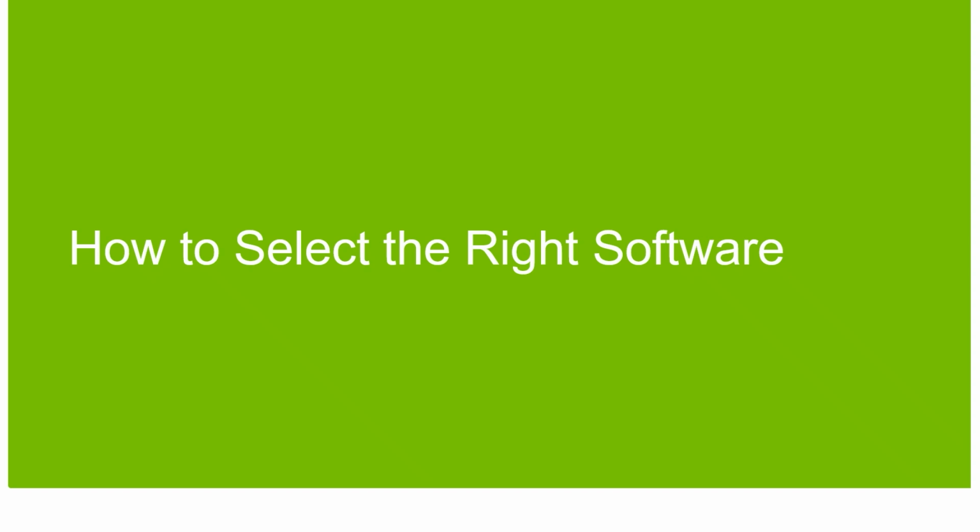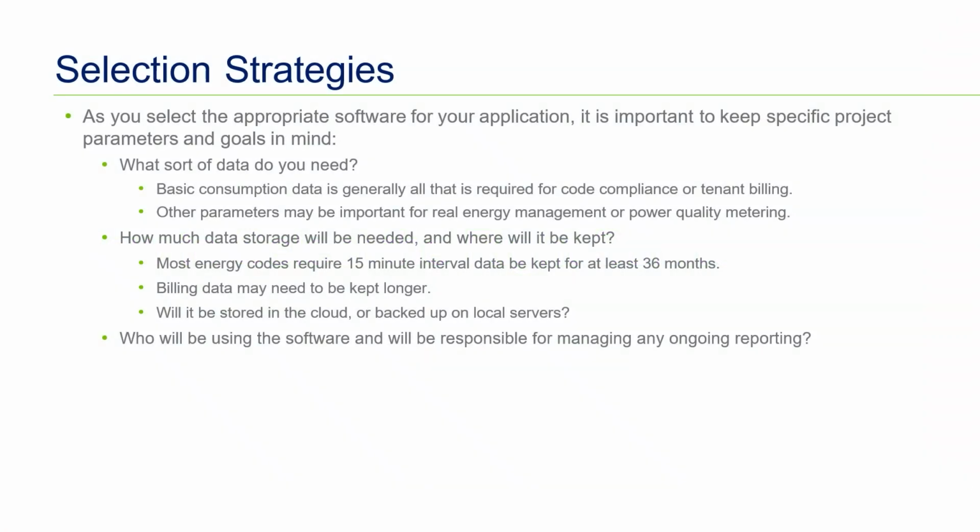Submetering is all about the data, so selecting the right software is a very important consideration with any submetering system. As you select the appropriate software for your application, it is important to keep specific project parameters and goals in mind. What sort of data do you need? Basic consumption data is generally all that is required for code compliance or tenant billing. Other parameters may be important for real energy management or power quality metering.